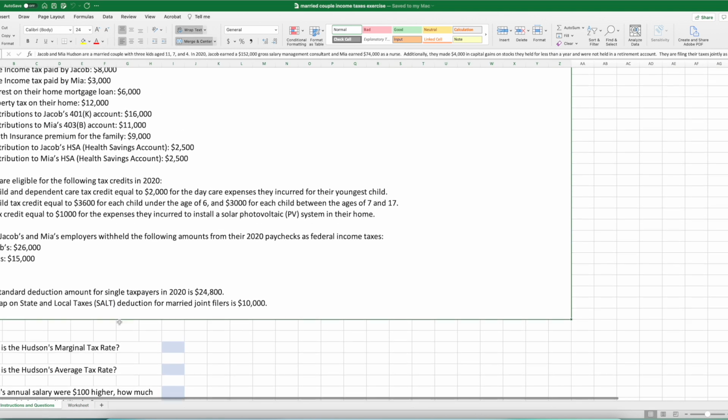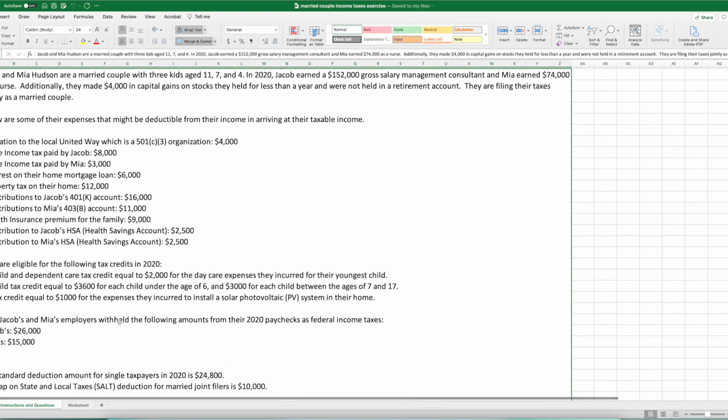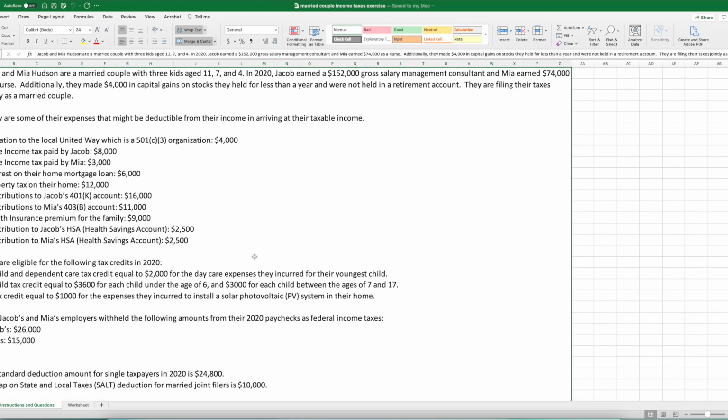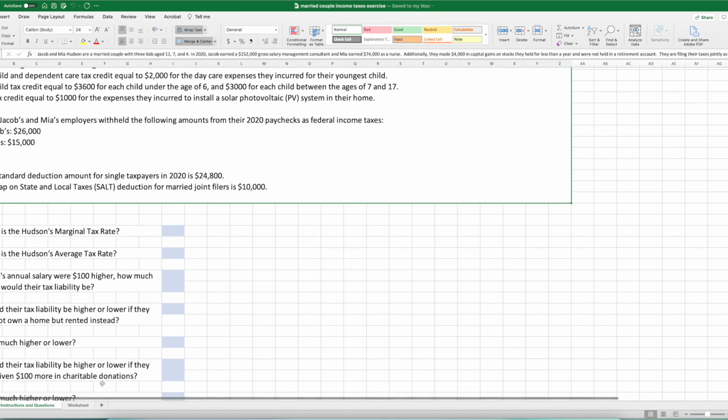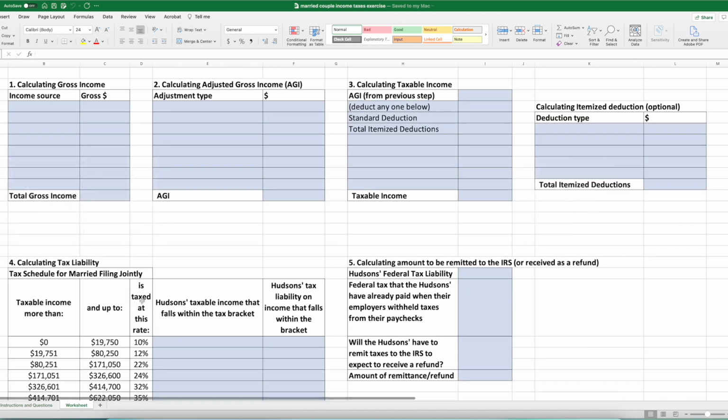So you might want to pause here and read through the instructions that describe the scenario that we are going to be working through. Once you have done that, you can look at the questions, and to answer them, you'll first have to work through these various steps. So let's start with step 1, which requires us to calculate the gross income.